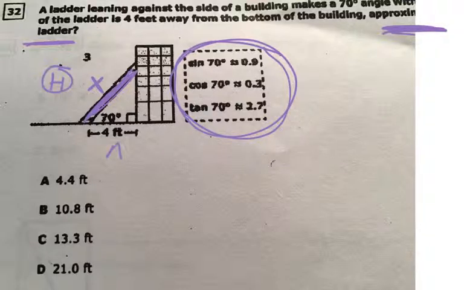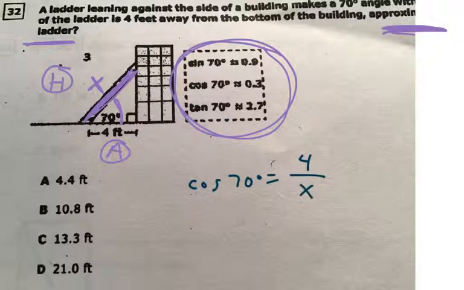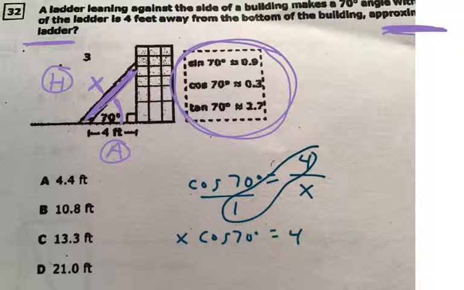And notice the 4 is adjacent to the 70 here. So what uses adjacent and hypotenuse, you should know, is cosine. I know the cosine of 70 degrees has got to be the adjacent over the hypotenuse. Notice how this is upside down. So again, you could put this over 1. And so we know that x times the cosine of 70 degrees equals 4. And we're going to end up dividing by cosine 70.